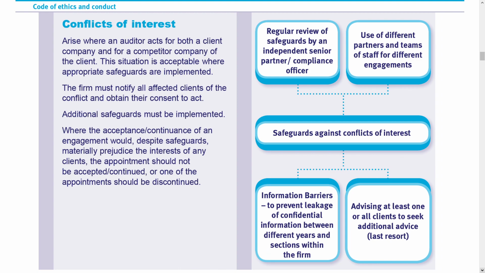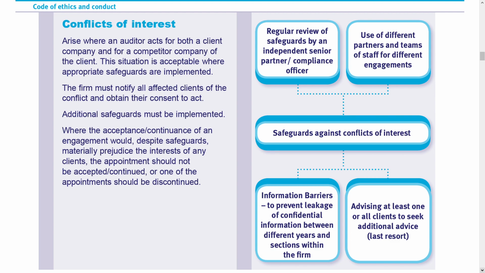Then conflicts of interest, again very important. What is conflicts of interest? That means when two parties have different interests and they are against each other. Okay, so it arises where an auditor acts for both a client company and for a competitor company of the client at the same time. Okay, so this situation is acceptable where the appropriate safeguards are implemented. Yes, it is acceptable, but safeguards have to be there.